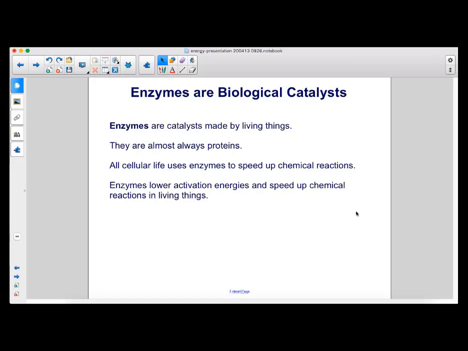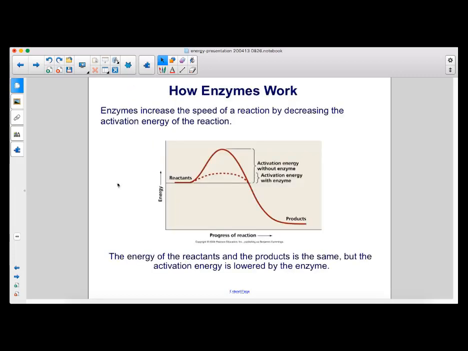All cellular life uses enzymes to speed up chemical reactions. Enzymes lower activation energies and speed up chemical reactions in living things. Enzymes increase the speed of a reaction by decreasing the activation energy of the reaction. The energy of the reactants and the products is the same, but the activation energy is lowered by the enzyme.